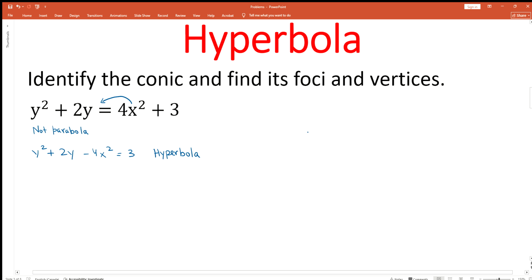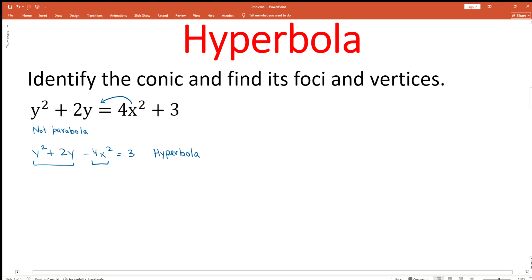Now we can find the foci and vertices of this hyperbola. We should write the equation of this hyperbola in standard form. We have to use the complete the square method for y. For x, we do not need to use the complete the square method because there is only an x square term in this equation. Let's start by analyzing the y terms.